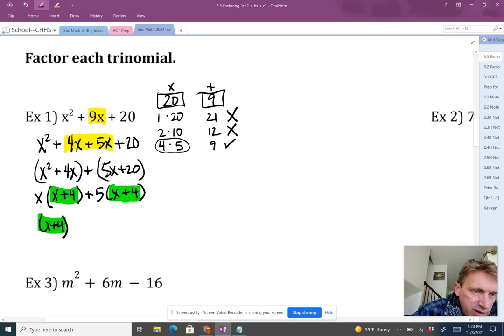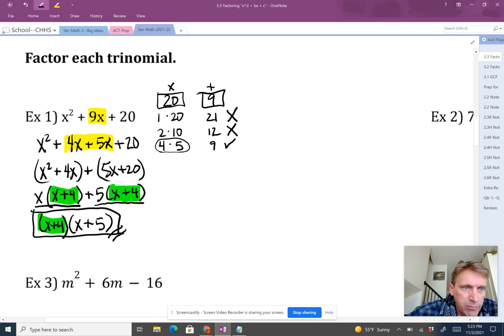And when I take x plus 4 out of this first group, I'm left with x. And when I take it out of this second group, I'm left with 5. So put plus 5. And x plus 4 times x plus 5 is our answer for number 1. That's what that looks like. And you can always multiply it back out to see if you get the original. And you would. Okay, example 2.